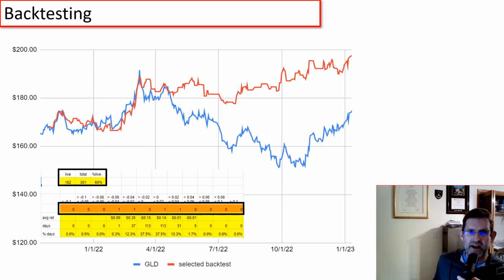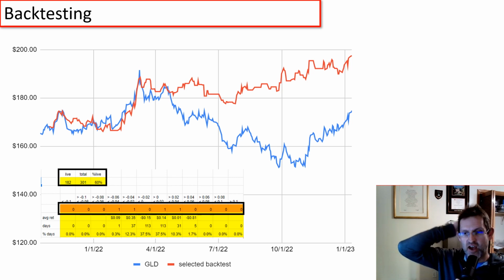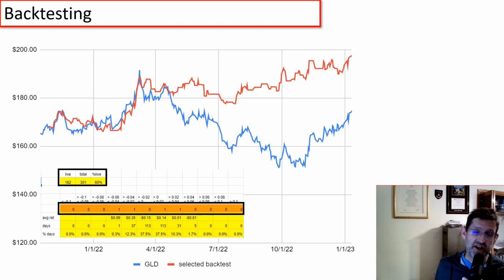So here's the final buckets that I'm using for the backtest and for trading actually. So of the 301 trading days, we were in the market 182 days or 60% of the time. And this seems about right for a stock that's up modestly over the last year, but with many ups and downs along the way. So in other words, we're bullish, but kind of cautiously so.